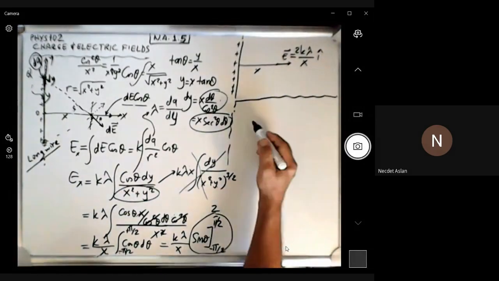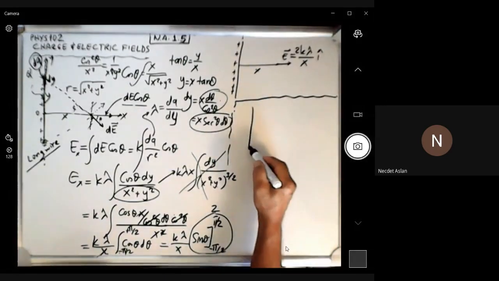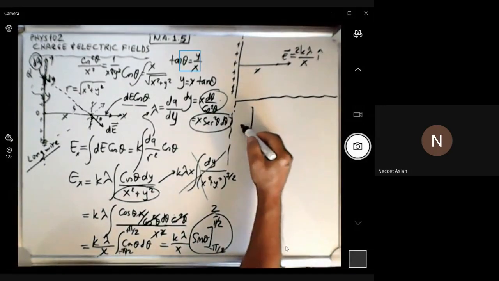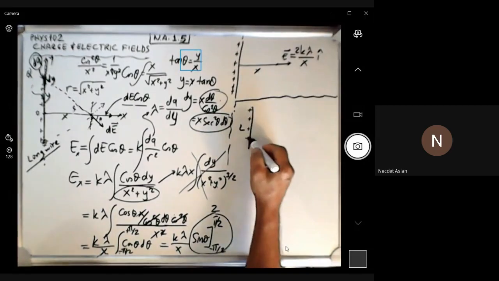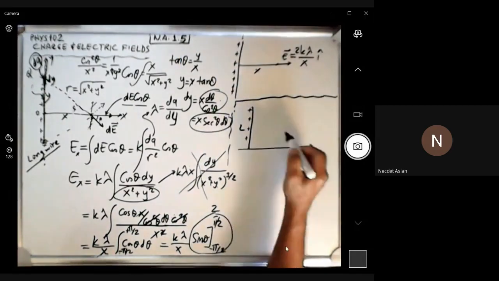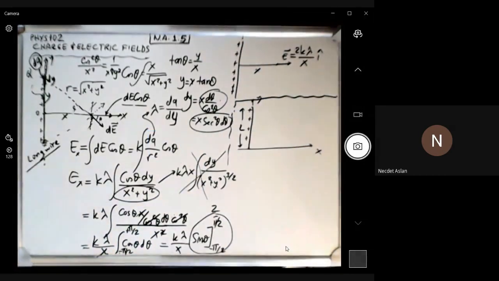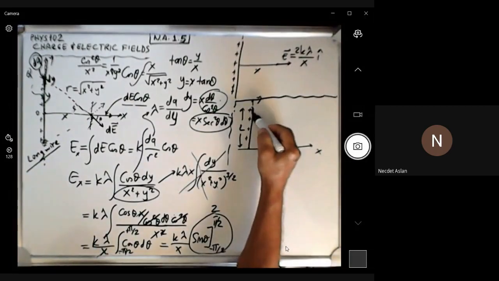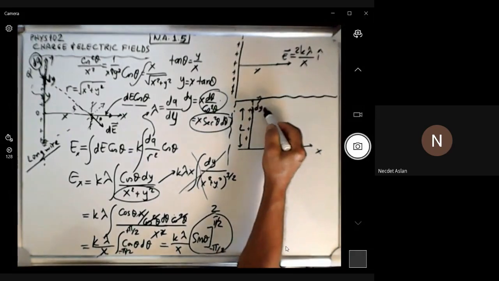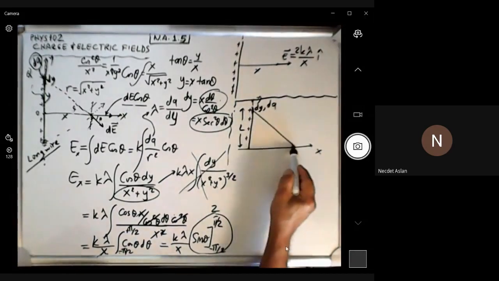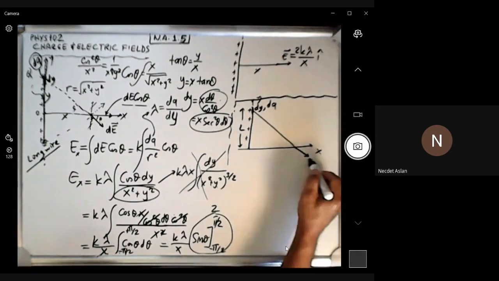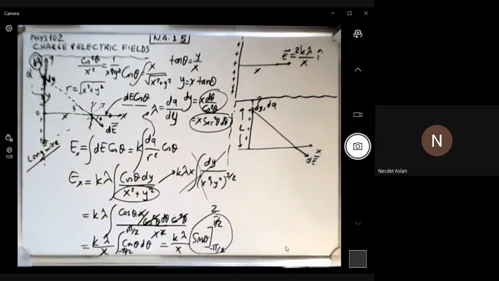For instance, suppose that we have a finite length wire. Suppose the length of this wire is just L, and the charges are again distributed like that, and this is our x, and this is our y. Now the length of this thing is L, and again we do the same thing. We consider a small segment dy, and inside dq, and this produces an electric field like that, dE. But now this dE vector will have both positive and negative components.